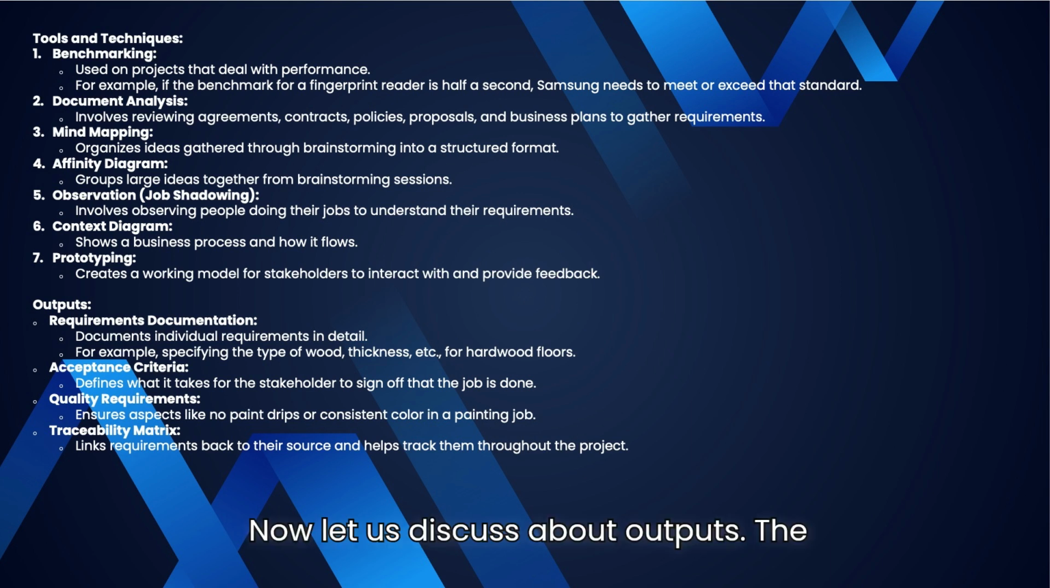Now let us discuss outputs. The first one is requirements document. Requirement documents include the individual requirements in detail. For example, specifying the type of wood, thickness, etc. for hardwood floors. The second one is acceptance criteria.